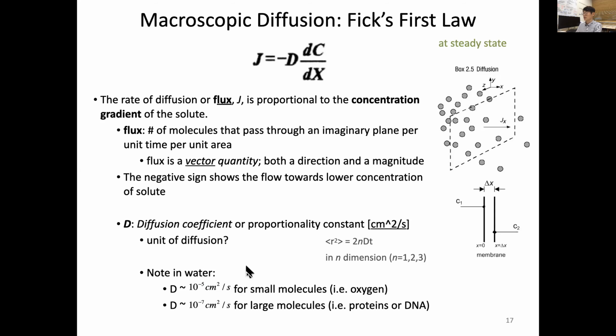So this equation says the flux is proportional to the concentration gradient dC over dx, and we put the proportionality constant as D, which represents the diffusion coefficient. The minus sign means the flux happens from high to lower concentration. This is kind of intuitive, but let's try to derive this.